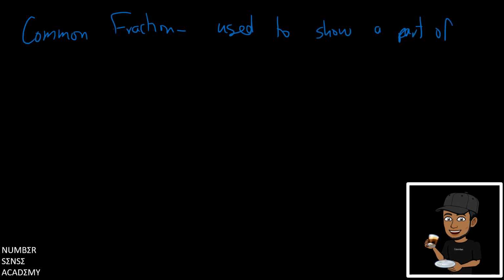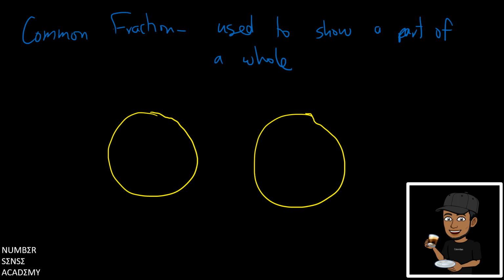So a common fraction is used to show a part of a whole. All right. So imagine you have a pie, or say you have two pies. You have a pie, and your friend has a pie. You both have a whole pie, same size, but the difference is that you can decide how you want to split these pies up.